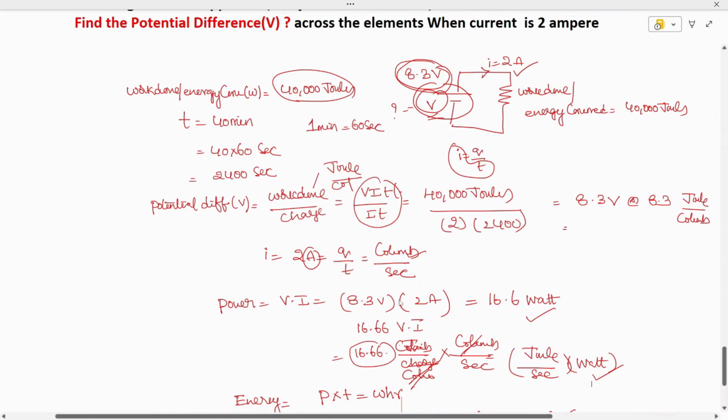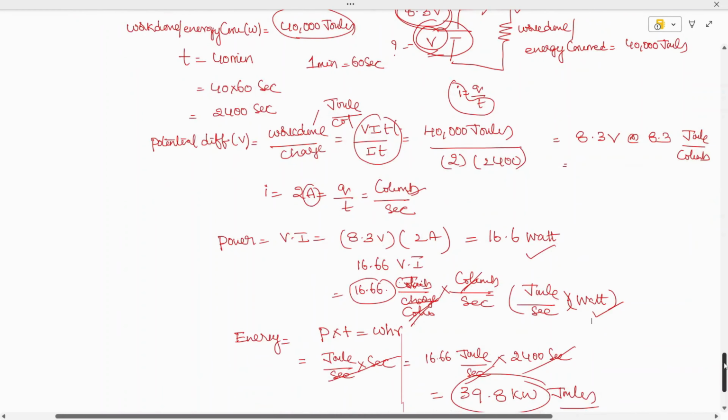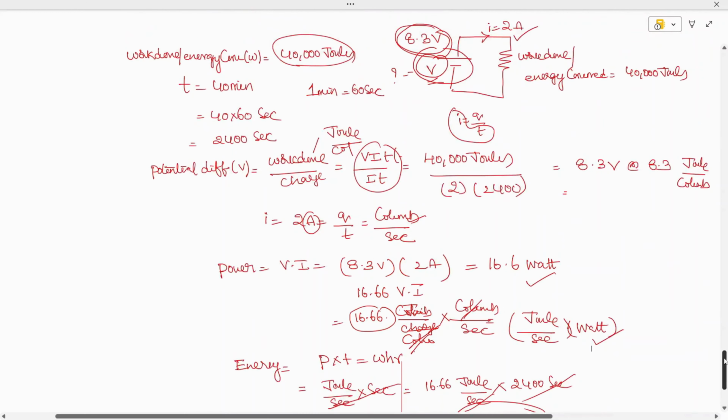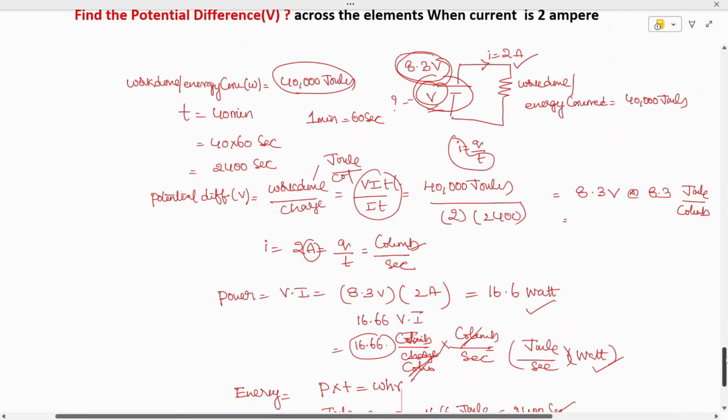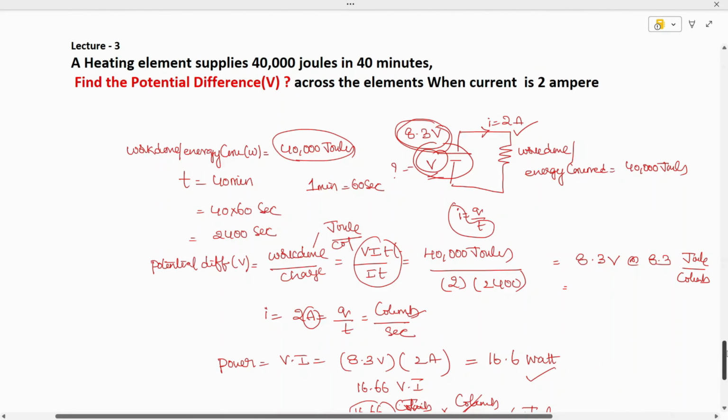What is the magnitude of voltage, what is the magnitude of current, what is the magnitude of power, what is the magnitude of energy. I hope you are able to understand all the complete definitions we explained earlier.